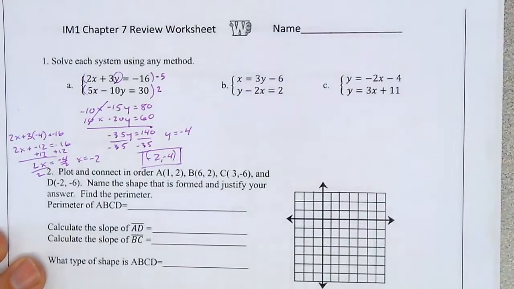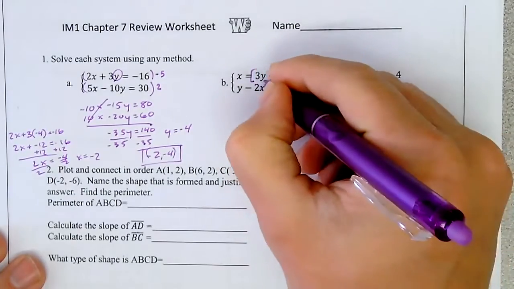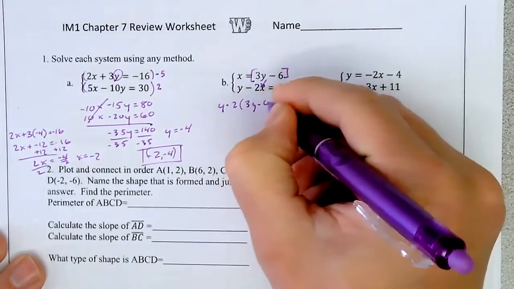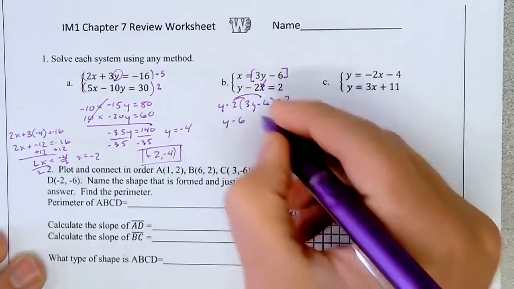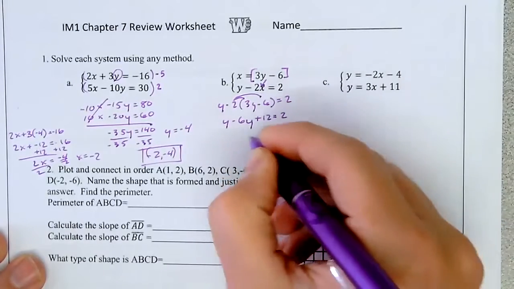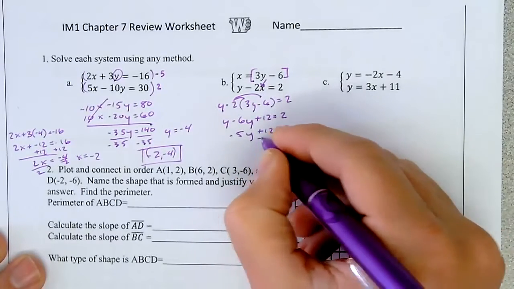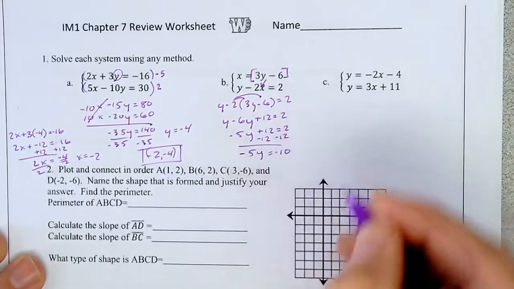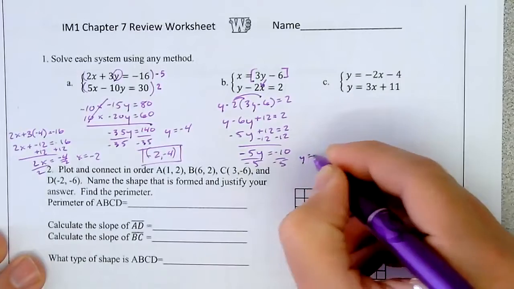Here we have a variable by itself, so it makes more sense to use the substitution method. I'm going to take this part, plug it in here for this x. y minus 2 times 3y minus 6 equals 2. Distribute that -2, so I get -6y plus 12 equals 2. Simplify the y's. Subtract the 12 to the other side. -5y equals -10. Divide by -5, y should equal +2.